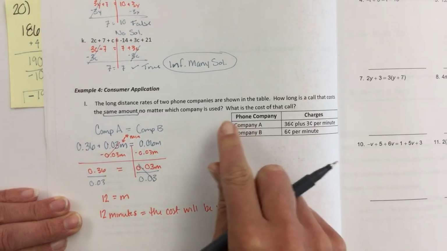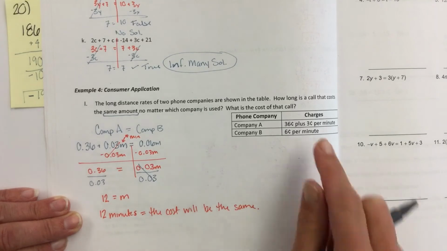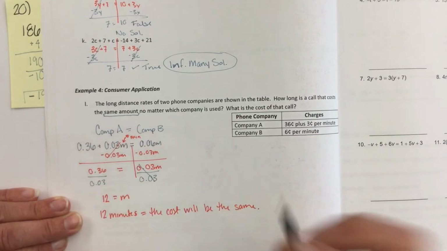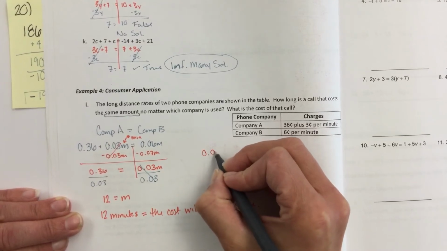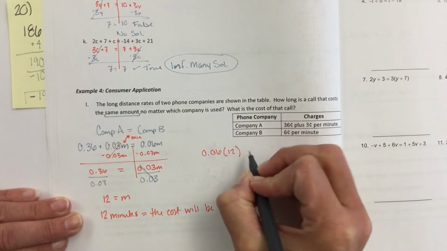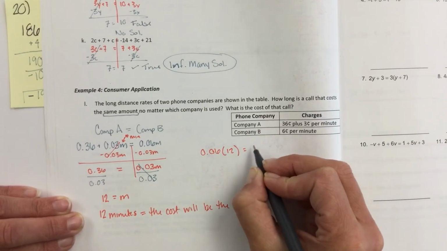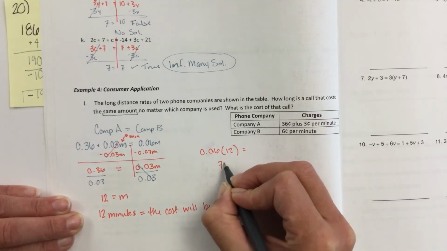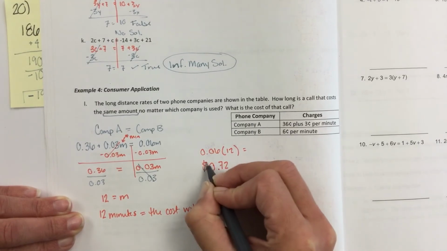Okay, and it says, what is the cost of that call? Well, what is the cost of a 12-minute call? We can put it into either company. I'm going to do the 0.06, company B. So I know that 6 times 12 is 72. And then I'm just going to move that 2 decimal places. So it's 72 cents.